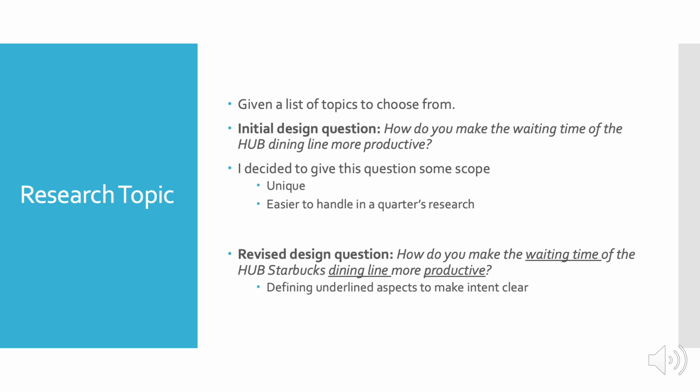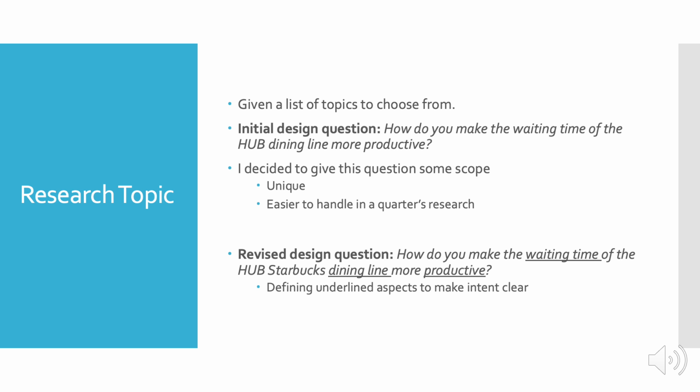So choosing my research question was a little bit of an iterative process. We were essentially given a list of topics to choose from, and the initial design question was, how do you make the waiting time of the hub dining line more productive? I thought we needed to give this question some scope because I wanted my question to be unique from other people deciding to take this route for the design question, and I wanted it to be easier to handle in a quarter's research.